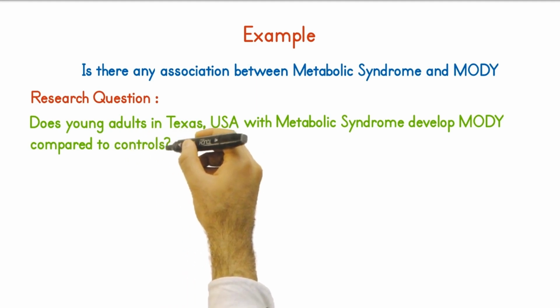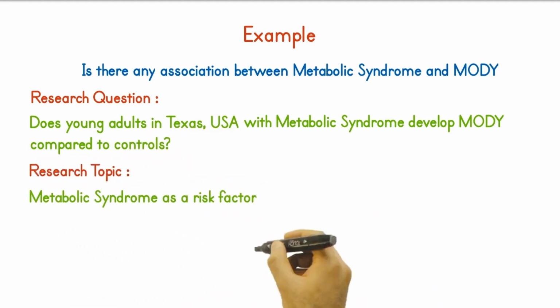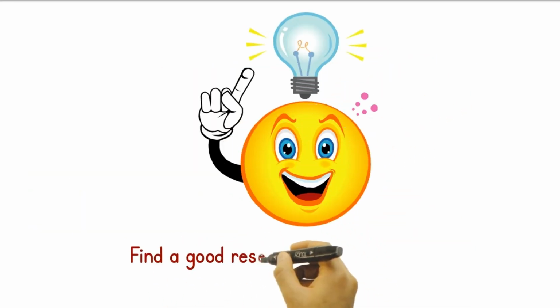It can be reframed into a research topic as follows. Metabolic syndrome is a risk factor for developing maturity onset diabetes among young adults in Texas, USA, a case control study. This is one example and can be framed in many ways. Find a good research topic and frame it better.